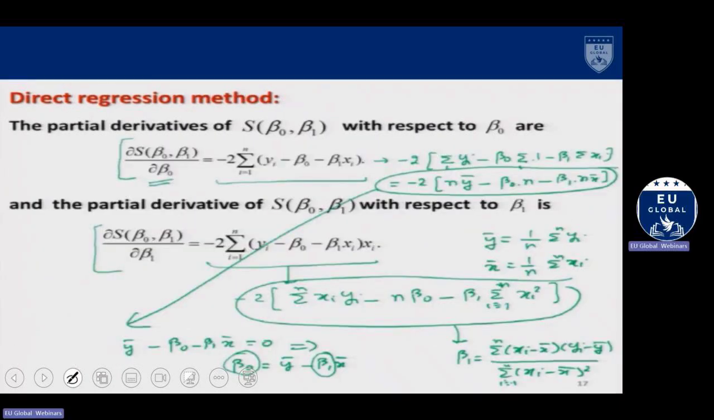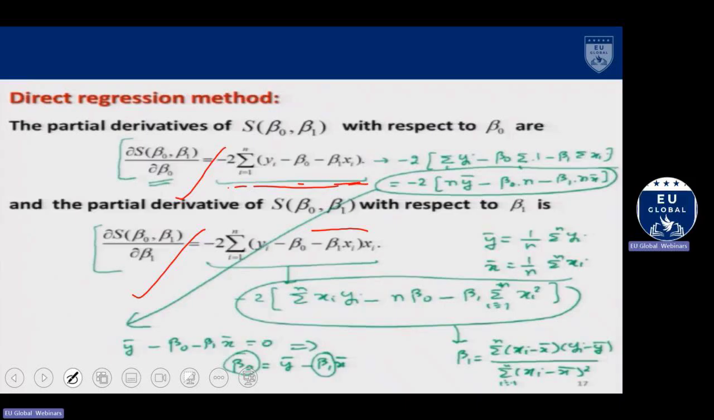So now this is a direct regression method. We have to find the partial derivative of S(b0, b1) with respect to b naught, and of this with respect to beta 1. So you can see over there that first of all we have to find the partial derivative over here, and we got this.